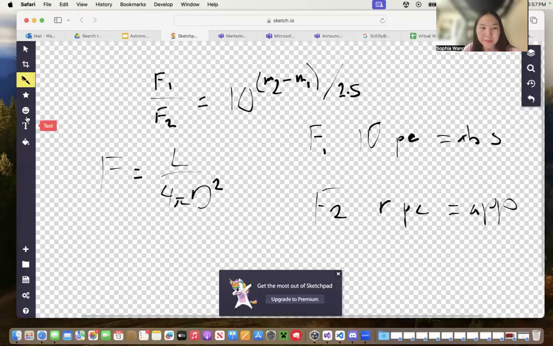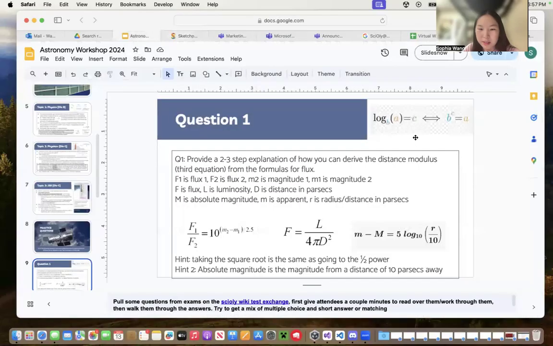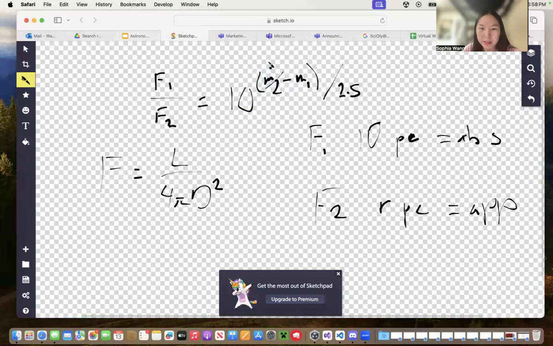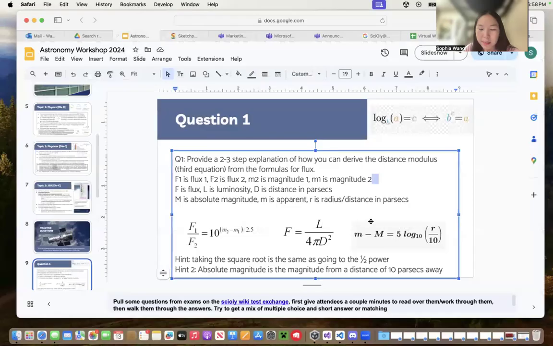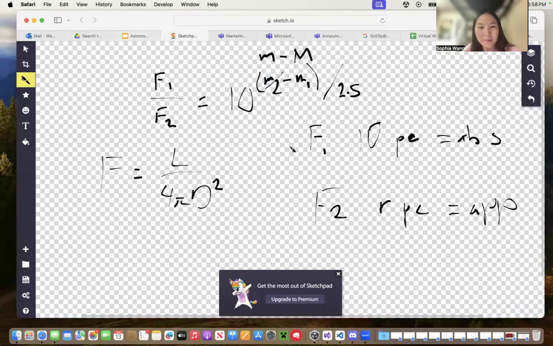So I'm going to change these units because M1, F2 corresponds with M2. This is going to just be the apparent magnitude. And lowercase m is apparent magnitude, so I'm going to change this to m minus M. That's a capital M for absolute magnitude. And we can already see m minus M is part of our last formula, so that's a sign we're on the right track. And then this, we can just leave as F1 and F2.